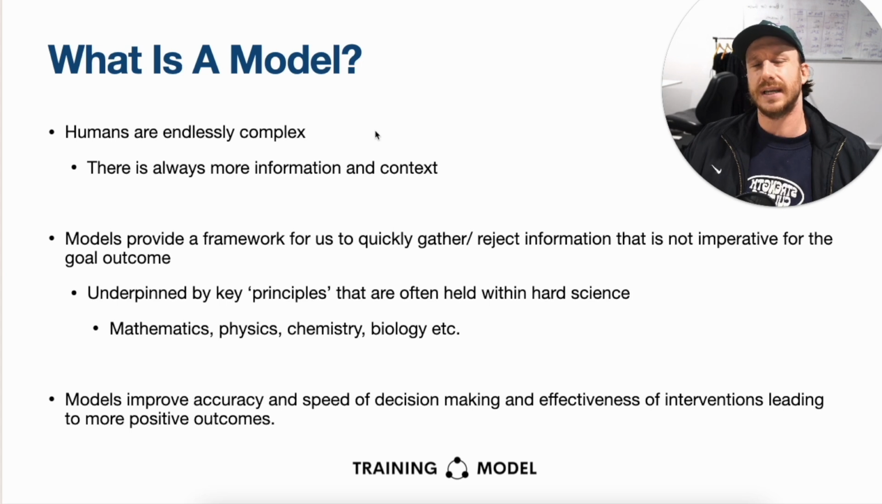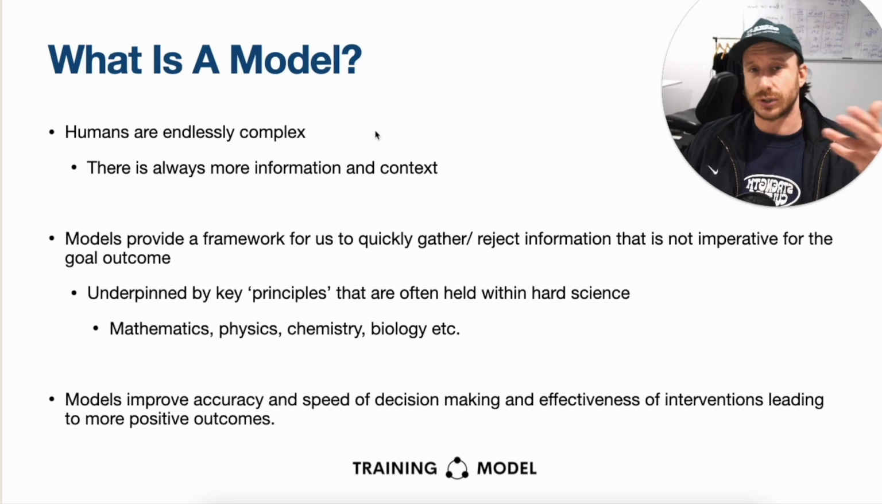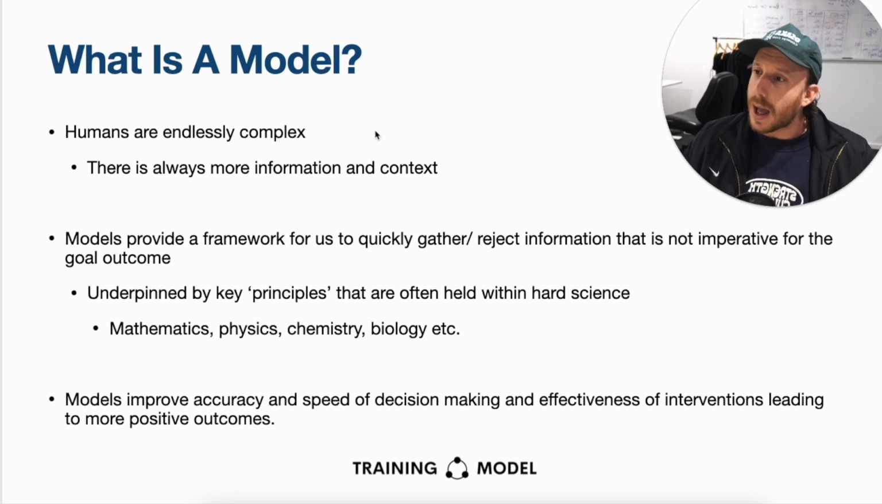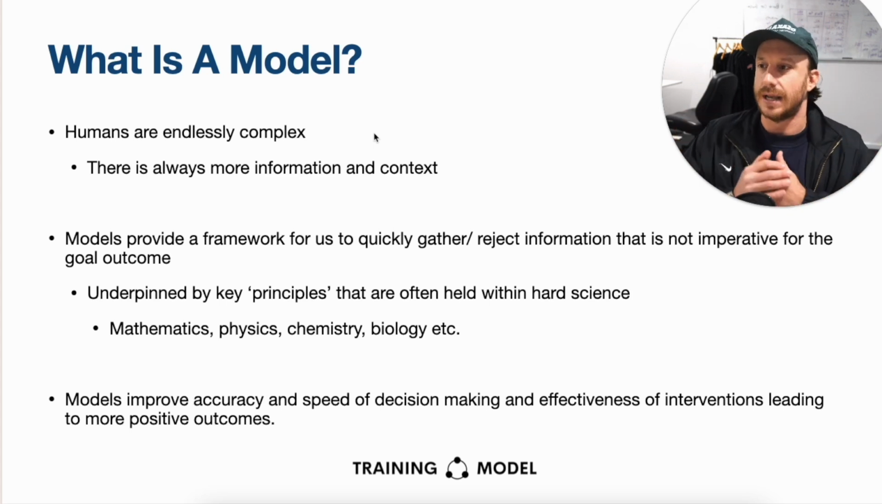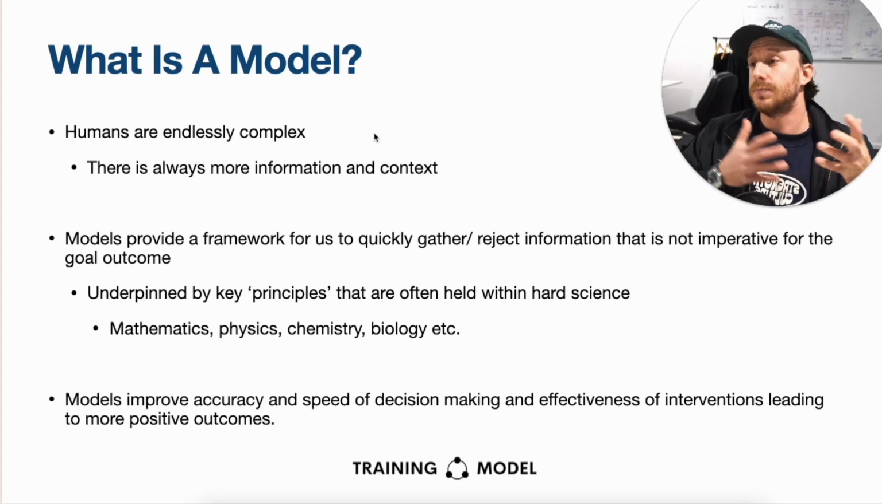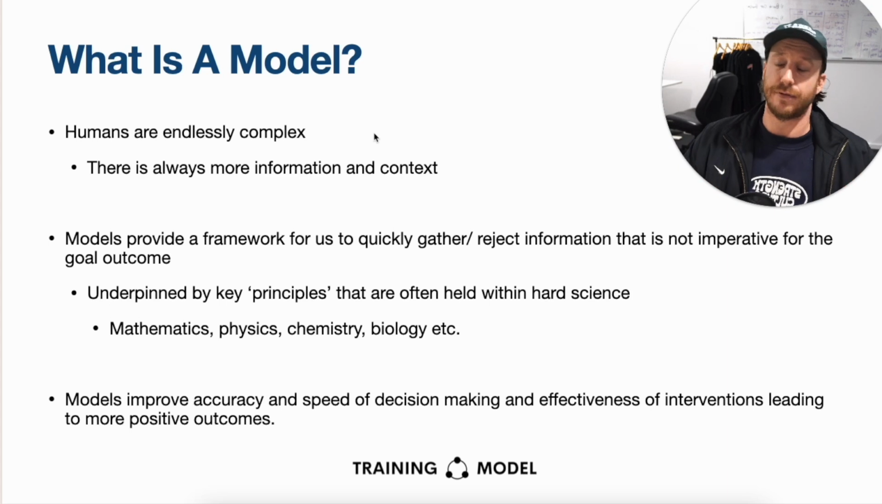And what we actually need to do is just have a better framework, a better model to make decisions quickly and accurately with the limited information that we have. So this is why we build models. This is why people utilize and develop models, because it helps them make decisions with the limited information that they do have. So humans are endlessly complex.